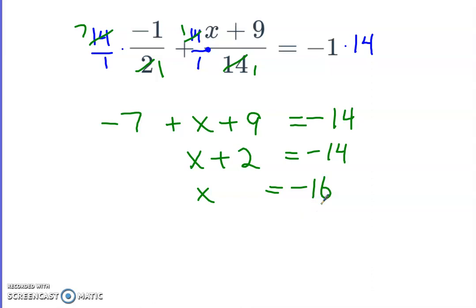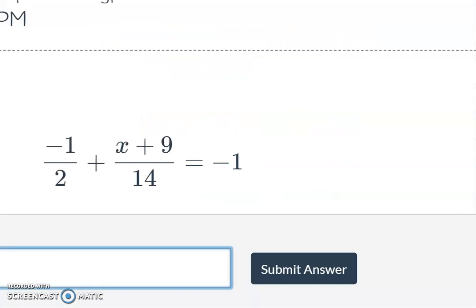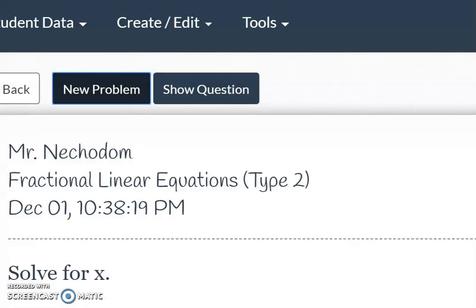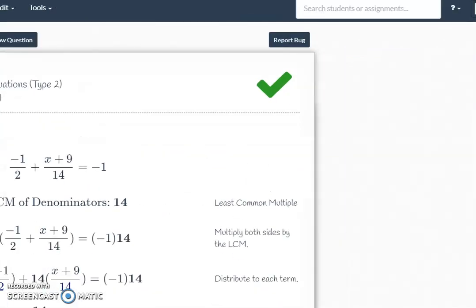And I'm pretty sure I stole this from Delta Math, so let's go back to Delta Math and type it in. I think that's the same problem here. Yep. Okay. So we'll type in negative 16. And it'll be really embarrassing if I'm wrong, but that happens. Got it right. Okay.